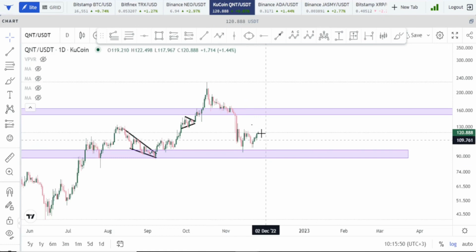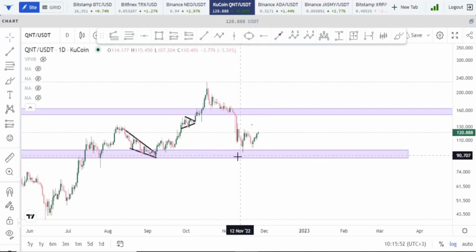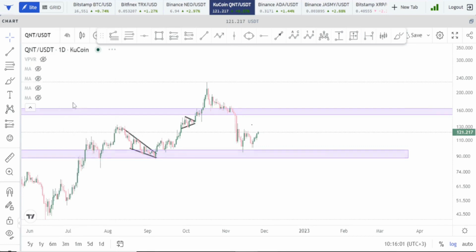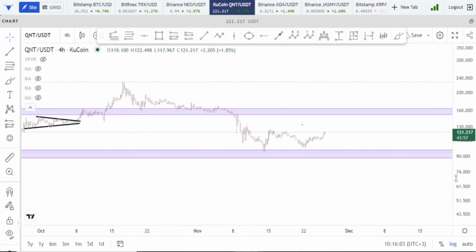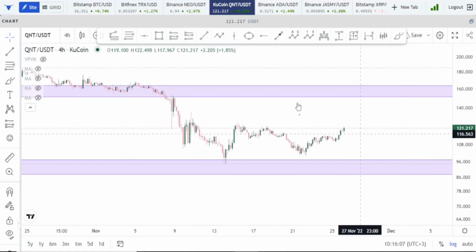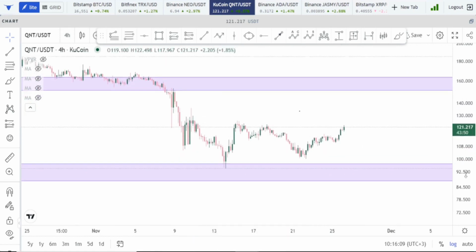So we are now forming a very optimistic structure right on top of that support level. On a daily time frame, you could actually say that this is a double bottom that is happening, right? But I don't think that is actually what is happening, because on a shorter time frame perspective, we are seeing something that is much more optimistic. So yes, let me quickly go ahead and show you what exactly is happening.